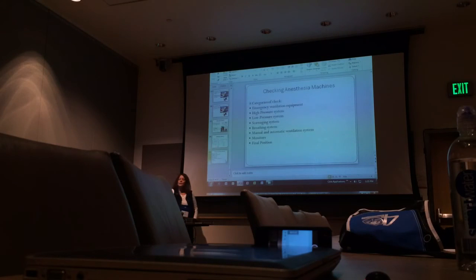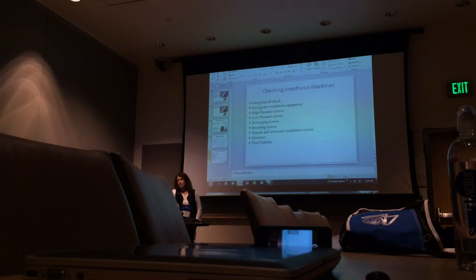Here on the anesthesia machine, there should be a card attached, and it should say how the preoperative checks are to be done on an anesthesia machine, and it should include these 8 categories. Where is the emergency ventilation equipment, which is the Ambu bag or a jet vent? What to do in case of a high pressure system failure? What to do with the low pressure system failure? Making sure that the scavenging system's turned on. Checking the breathing system for leaks.